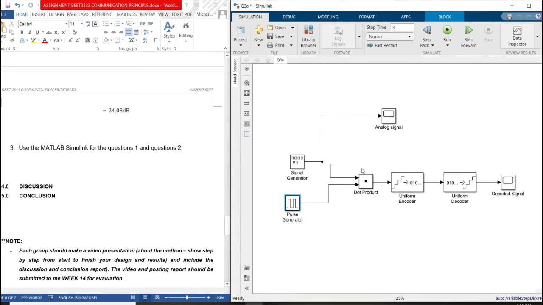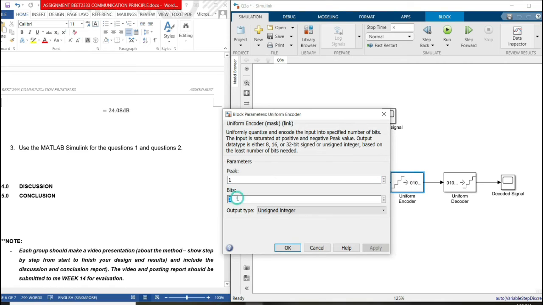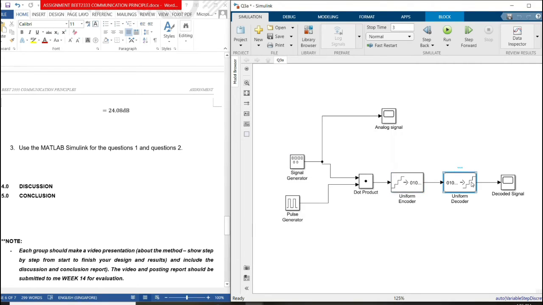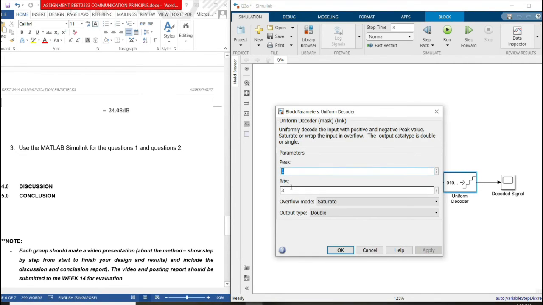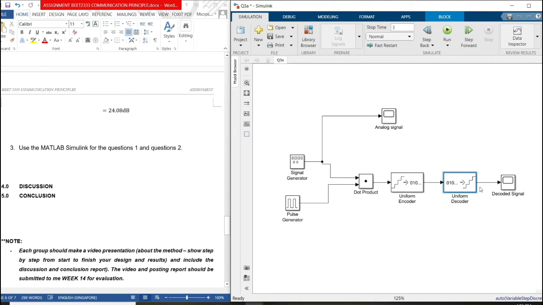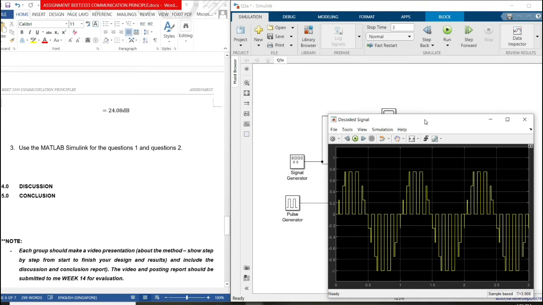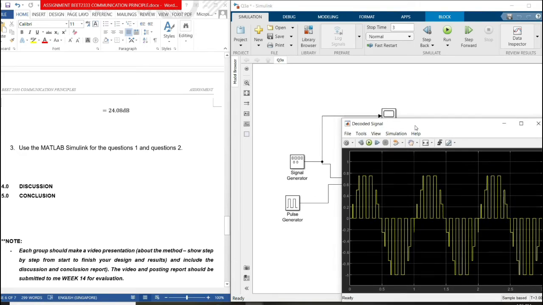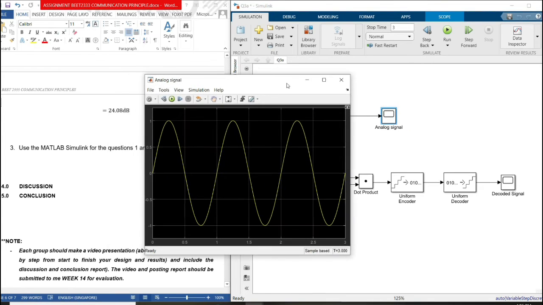Then we use a scope to analyze our message signal. Here, the dot product is used to sample our signal, and then we do the uniform encoder with 3 bits and peak value 1. The uniform decoder also has peak 1 and 3 bits. Then we see the decoded signal here. When we run it, we get the decoded signal, same as the question. In the analog signal, we can see that 1 second is taken to complete 1 cycle, which means it is 1 Hz.